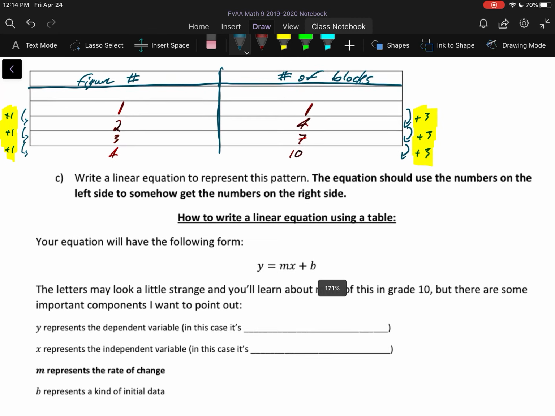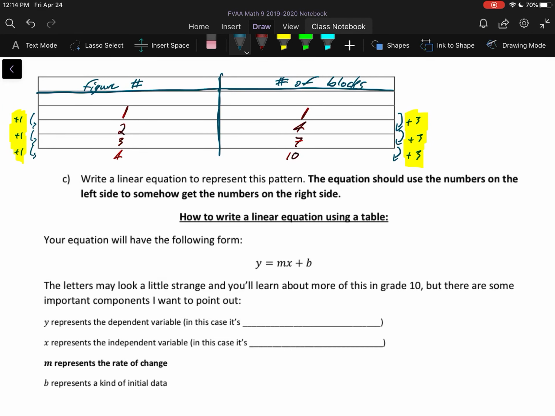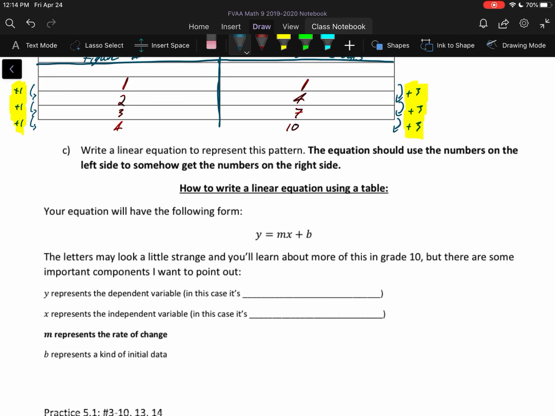So let's see if we can write a linear equation to represent this pattern. The equation should use the number on the left side to somehow get the numbers on the right side. So how can we come up with an equation here? All right, well, let's follow the steps on how to write a linear equation using a table.